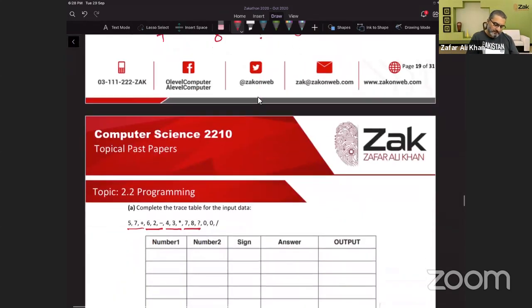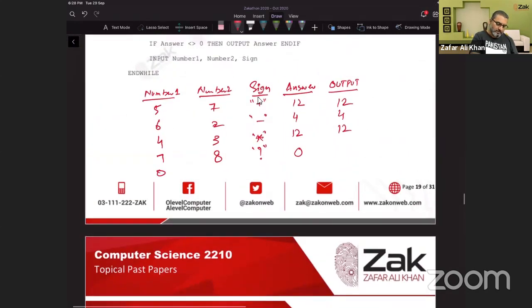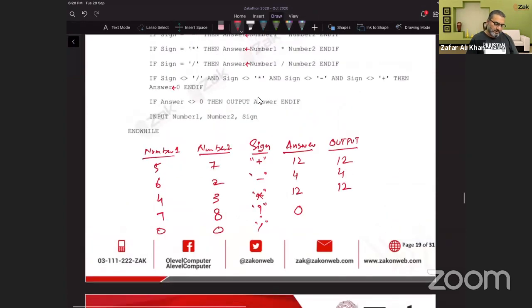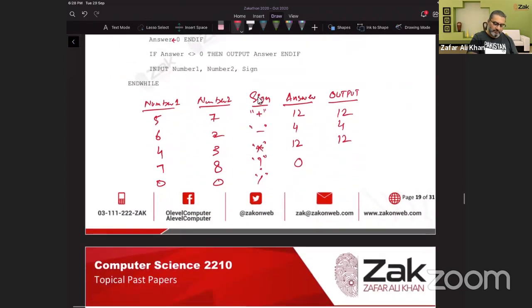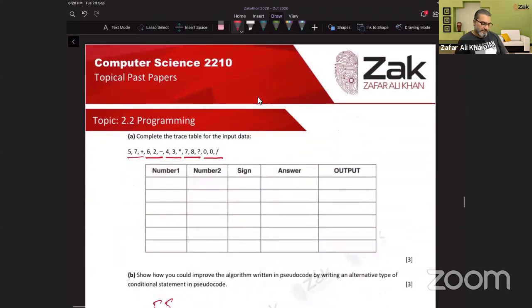Then next, 0, 0 divide. While number 1 is not equal to 0, so as soon as it is 0, nothing will happen anymore. So you will leave all these parts. So that's your answer. Tracing.